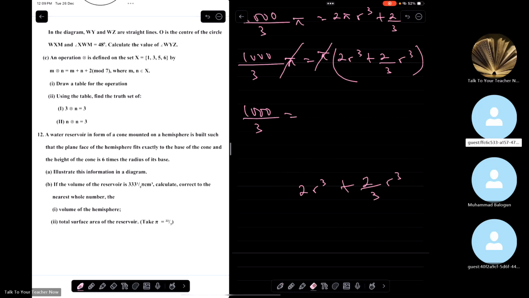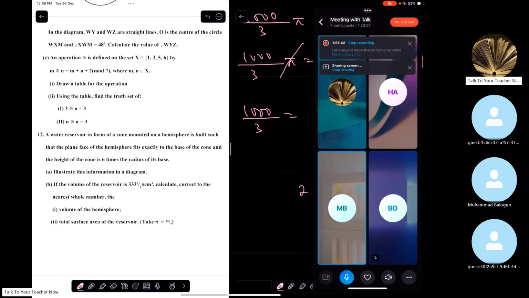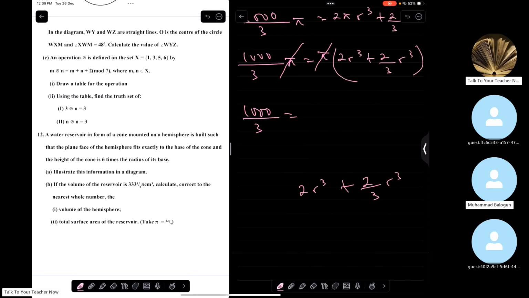So I think that's 8r cubed over 3. Mohammed, do you agree with that? Yeah. Abadu, do you agree with that? What's the answer to that? I agree. You agree? Okay, beautiful.